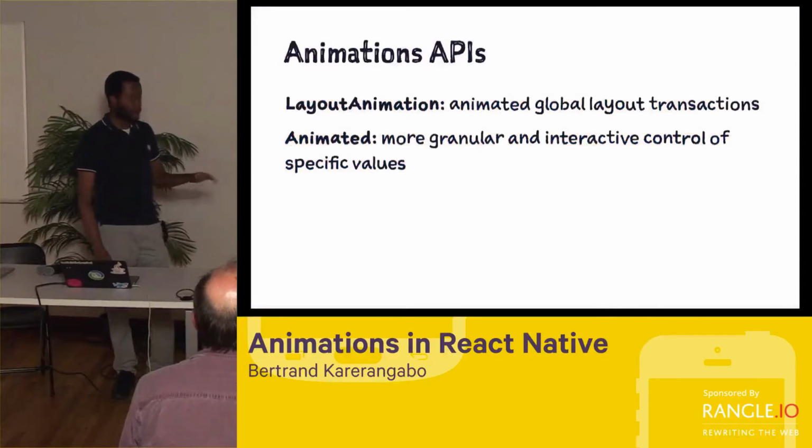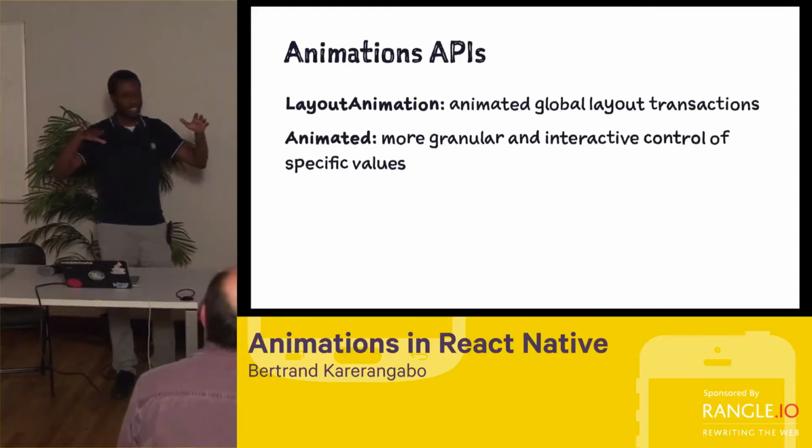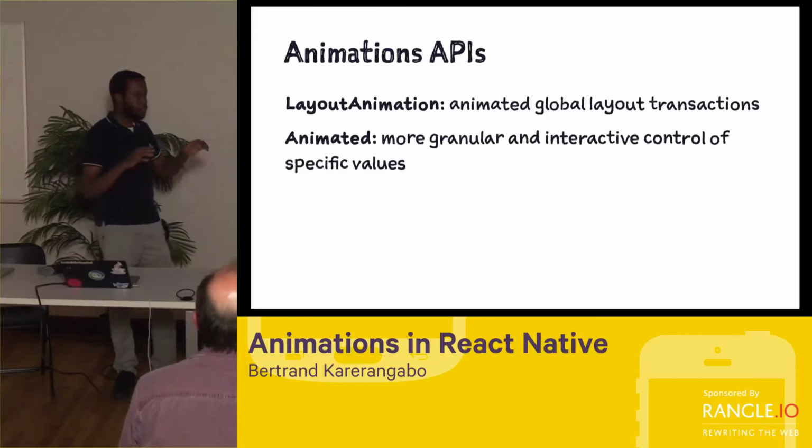We'll talk about a few APIs. React Native by default ships with 2 APIs that you can use. One is called layout animation, and the other one is simply called animated. You'll hear a reference as the animated API. Layout animation is what it sounds like. It handles global layout transactions. And what I mean by transaction is that within your layout, whenever something animates, some other part of your layout needs to respond to it. So it allows you to go ahead and declare those relationships.